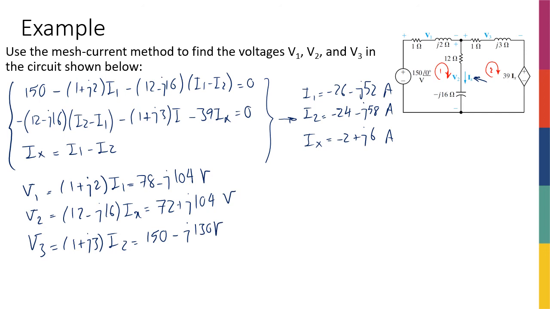Okay, so that's pretty much it. I used my mesh current method to write these equations. You can see it's as simple as all the questions in chapter 4. The only difference here is I'm dealing with complex numbers that have both imaginary and real parts. I hope everything was clear for you, and see you next week.